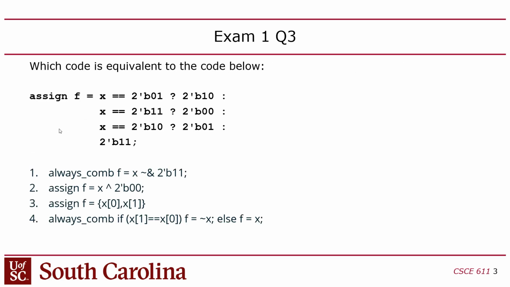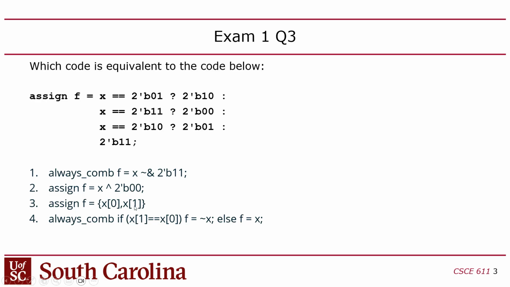Okay, which code is equivalent to the code below? So this is an assign f equals a nested ternary. What's happening here is that if x is 0, 1, the output is 1, 0. If x is 1, 1, the output is 0, 0. If x is 1, 0, the output is 0, 1. And otherwise, the only other possibility is x being 0, 0, in which case it assigns 1, 1. So it looks like we're basically just doing a bitwise complement here. Whatever x is, we're just going to flip each bit, both bits.